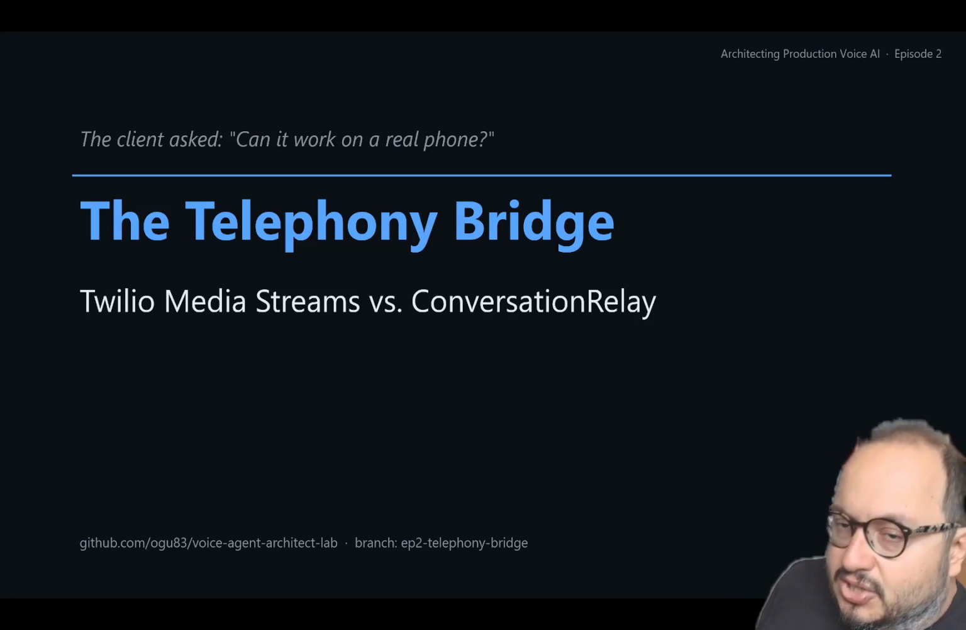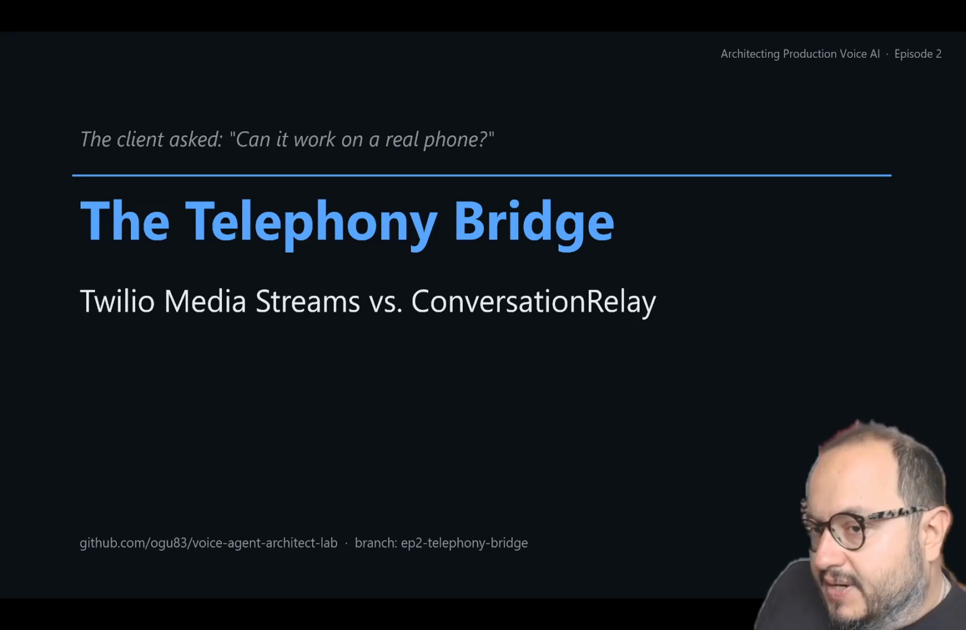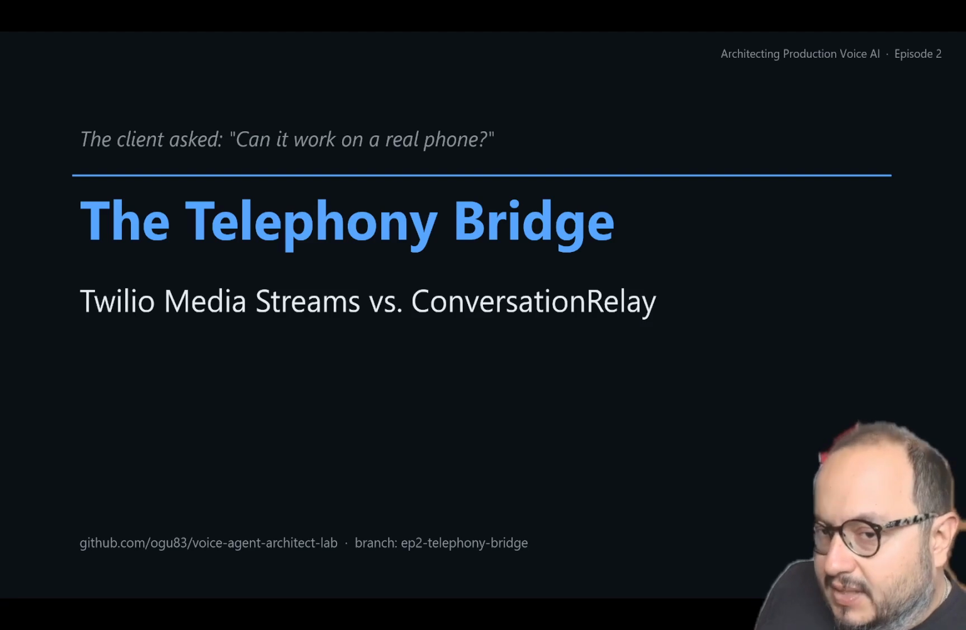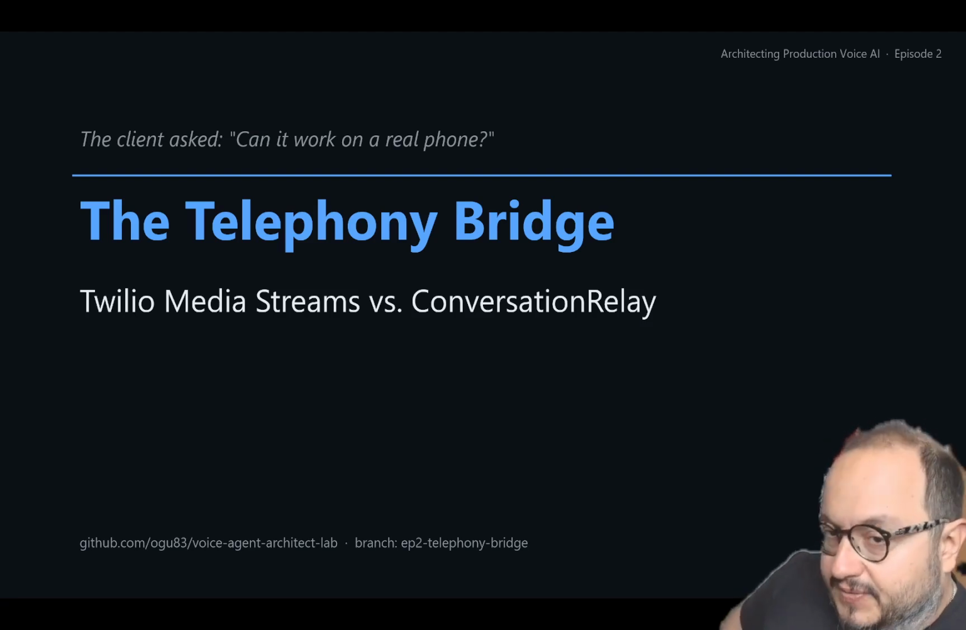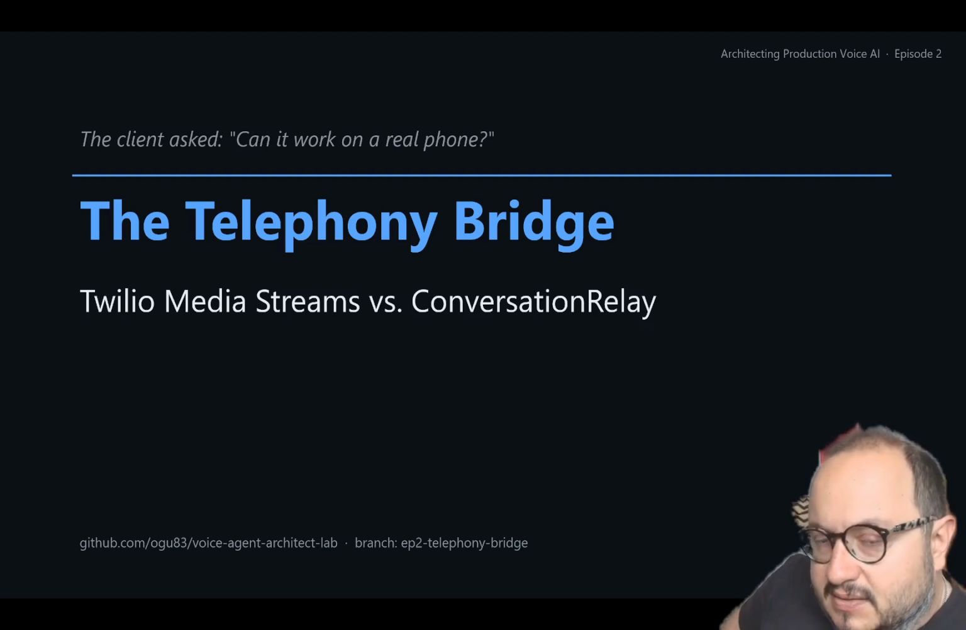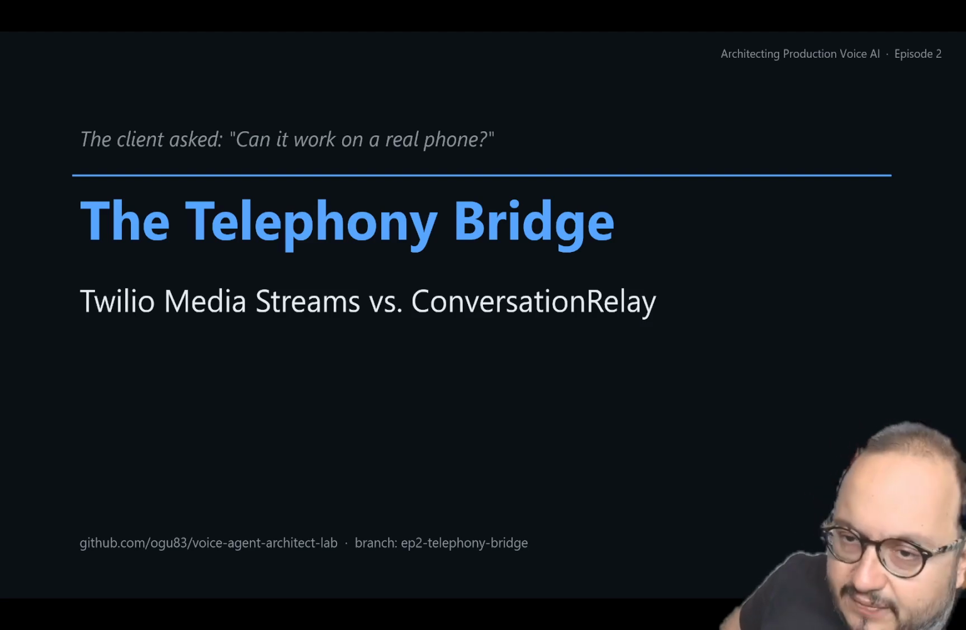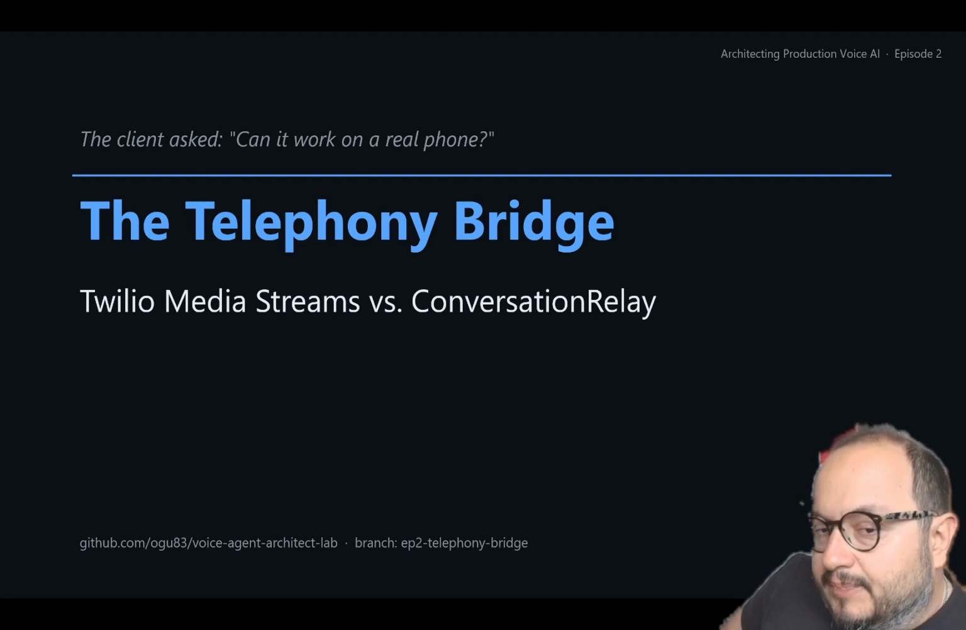It's an architecture change. The audio codec is different. The network transport is different. The echo characteristics are different. And if you do not handle all three, your agent either cannot understand the caller, talks over itself, or drops the connection silently.